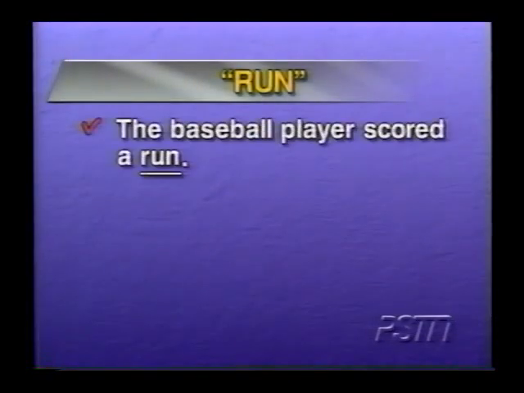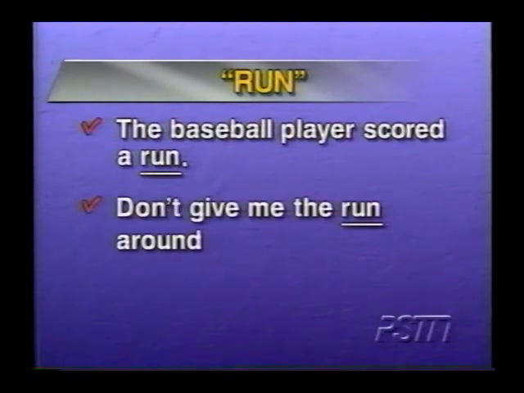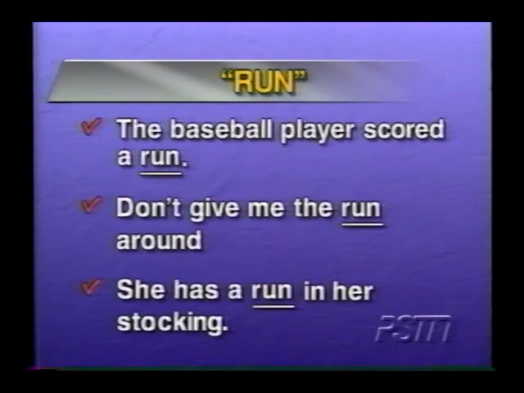Now, obstacles can also occur when assumptions are made. An example of this is assuming that words only have one meaning when they really don't. Let's take the word run, for example. A baseball player scored a run. Don't give me the runaround. She has a run in her stocking. One word can have several or many, many different meanings, so make sure you understand the correct meaning meant and intended for it at that time.